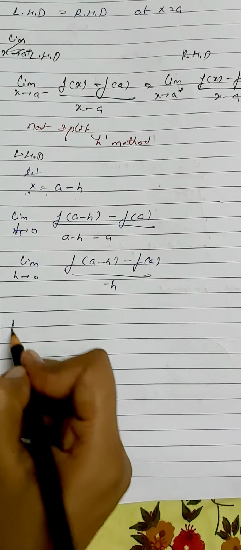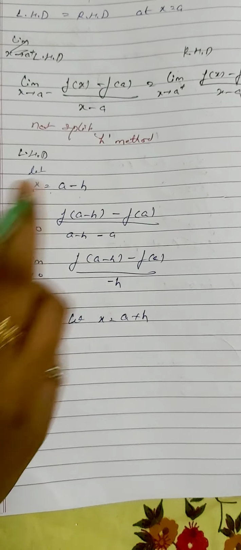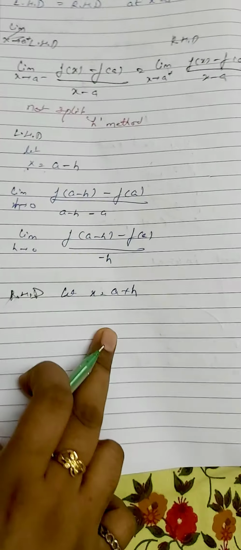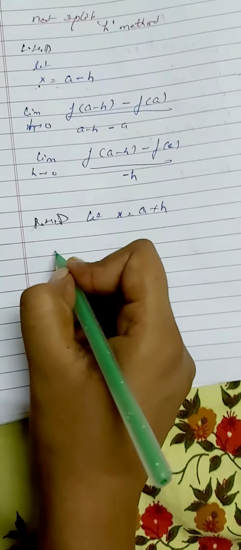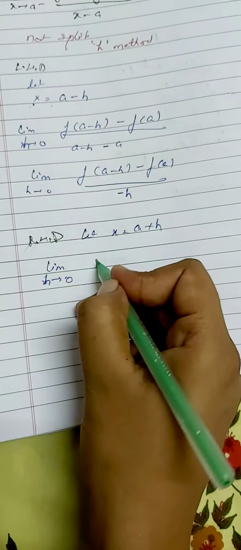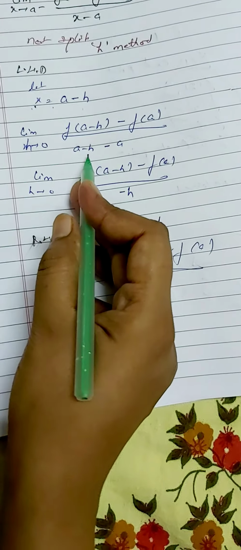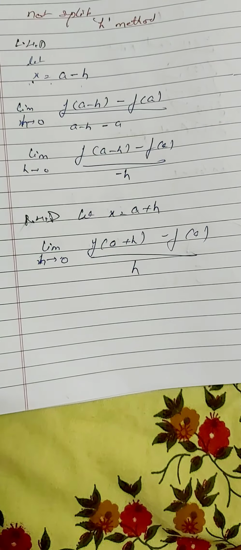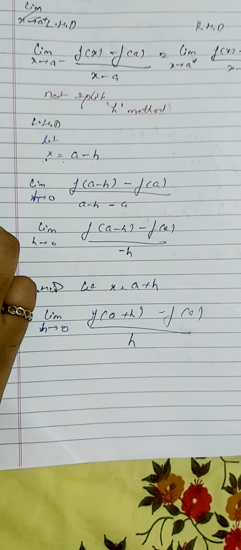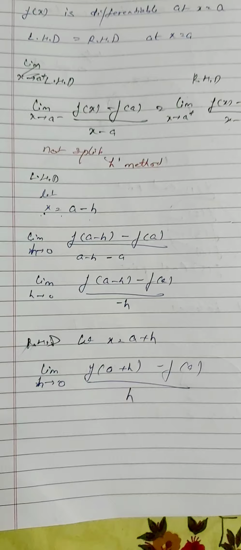Similarly, for the right hand limit, let x equals a plus h. Please remember, the journey done is minus and the journey to be covered is plus. So limit h tends to 0 of (f(a plus h) minus f(a)) divided by ((a plus h) minus a), that is plus h. So this is called the h method when the function is not split. And if it is split, use your direct method. Doing it and understanding it with one example.